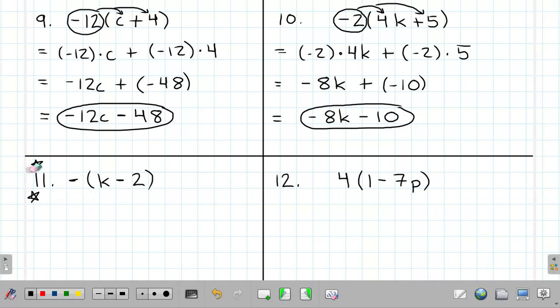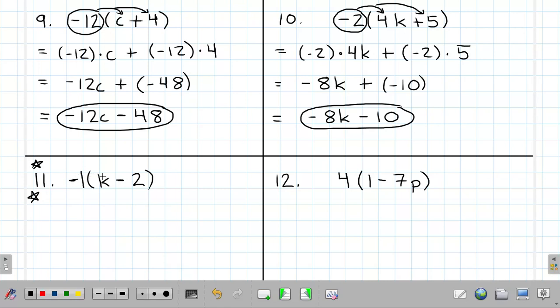Now, number 11. Notice here that I've got a little bit of a star going on here, meaning this is an important example because we look at this and we see negative and then in parentheses k minus 2. Well, just like variables, if there's not a number in front of parentheses, you can actually add in the number 1.